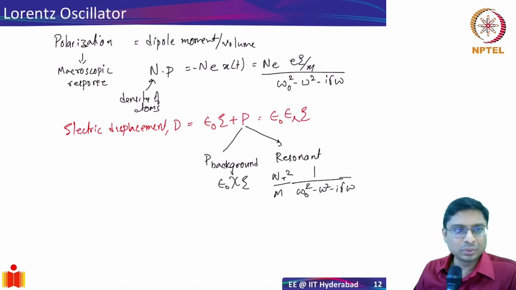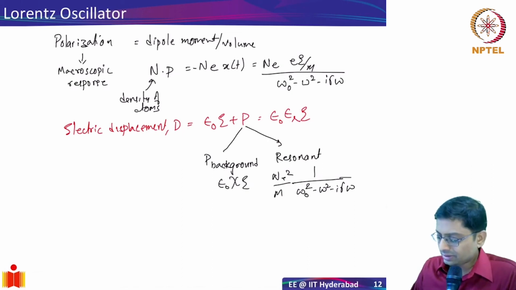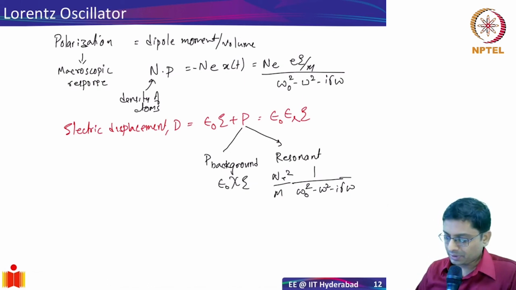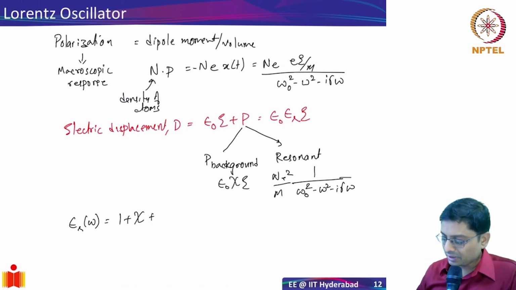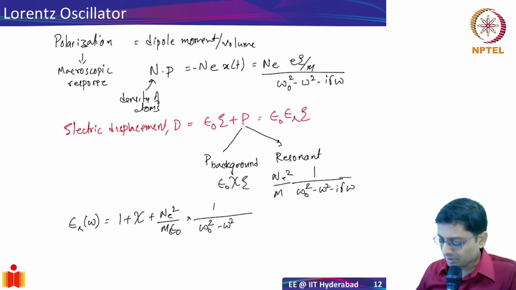So if I combine these two, I can write an expression for the relative permittivity, epsilon R. My epsilon R of omega has a frequency dependence, and this is going to be simply the background term, 1 plus chi, plus the resonant term, but because we are taking out an epsilon naught, this is going to be N e square by M epsilon naught times 1 by omega naught square minus omega square minus i gamma omega.